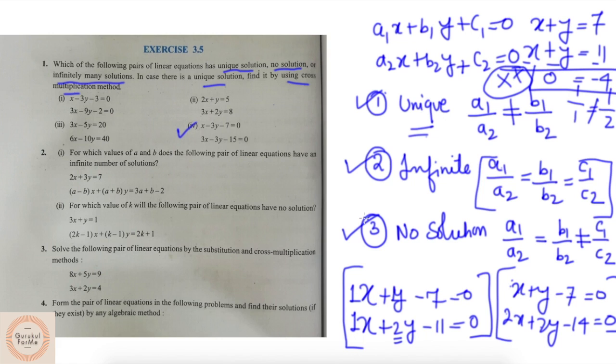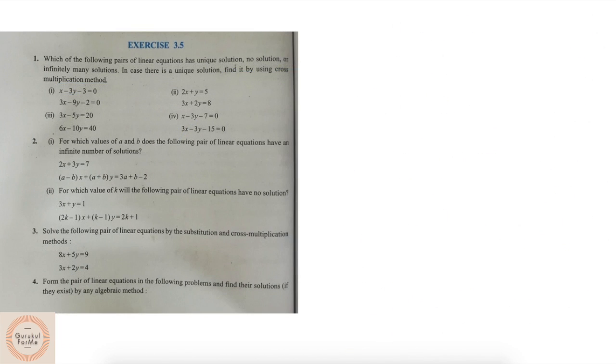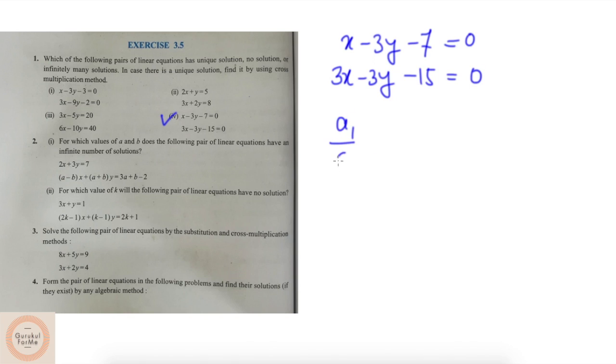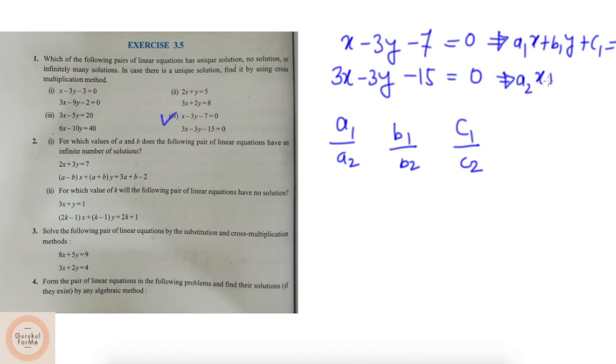Now let's go back to question number 4. So let's look at question number 4. I will write it as x minus 3y minus 7 is equal to 0. And the second equation is 3x minus 3y minus 15 is equal to 0. Now what is a1 divided by a2, b1 divided by b2 and what is c1 divided by c2? Then we will check what is equal and what is not equal. Let us take this equation as a1x plus b1y plus c1 is equal to 0, and this equation as a2x plus b2y plus c2 is equal to 0.